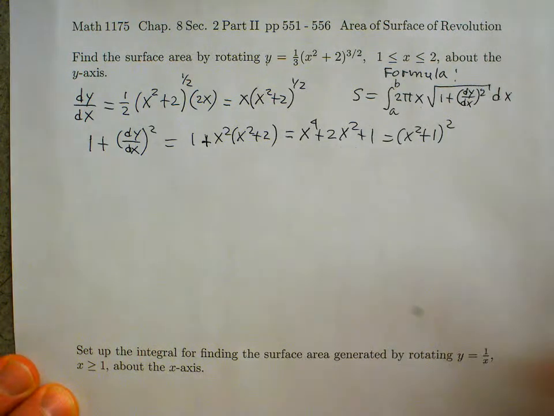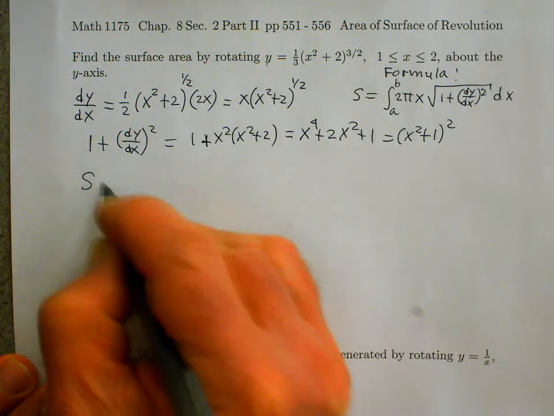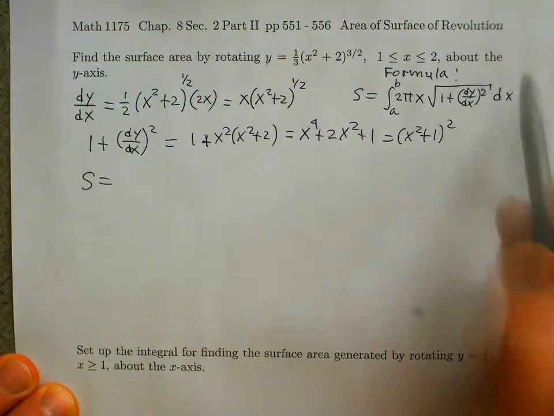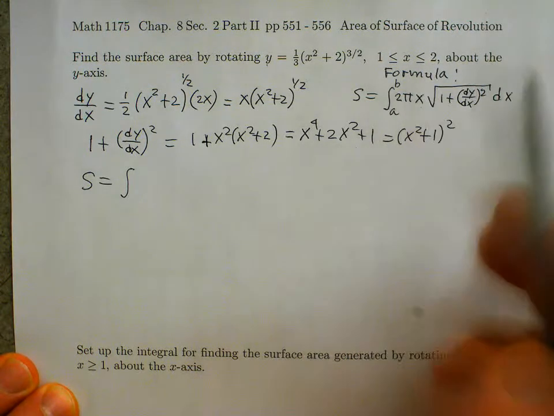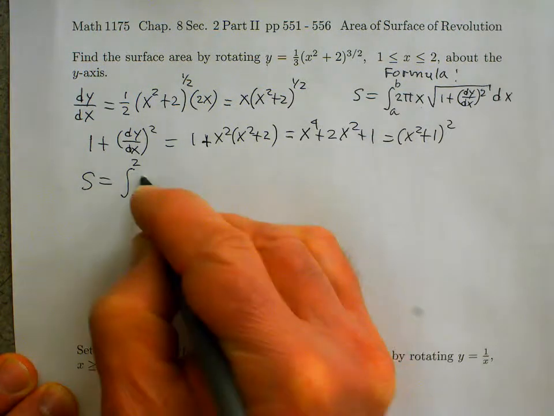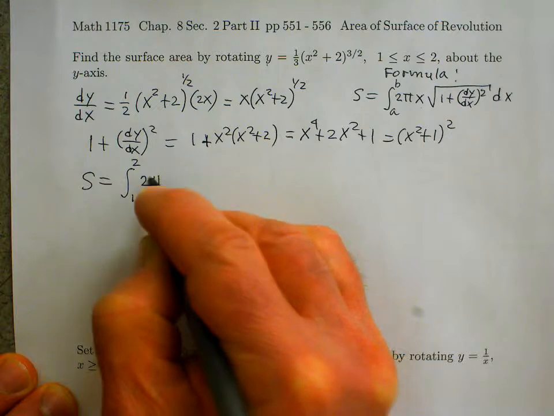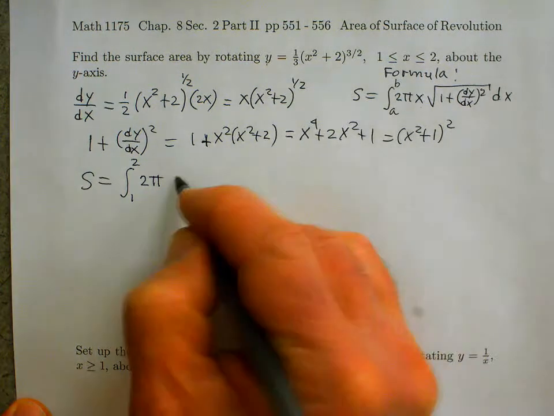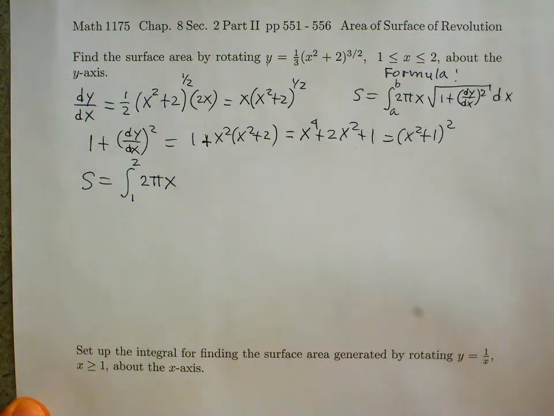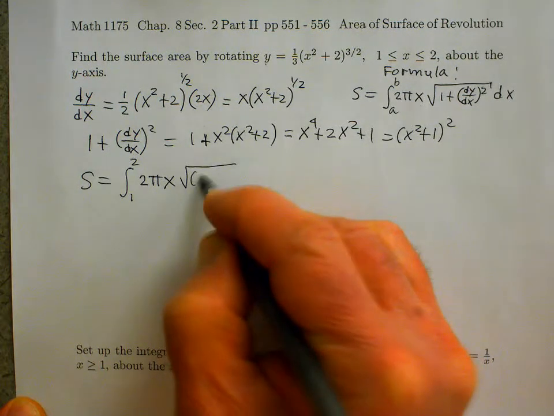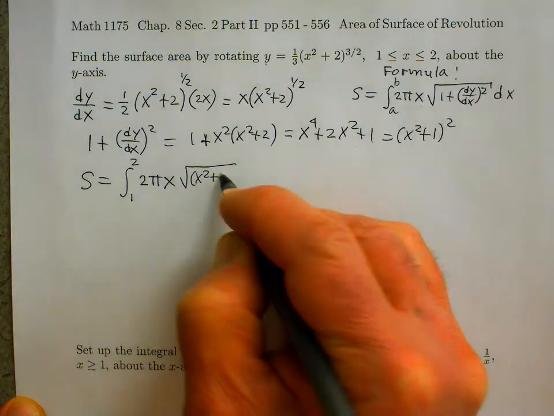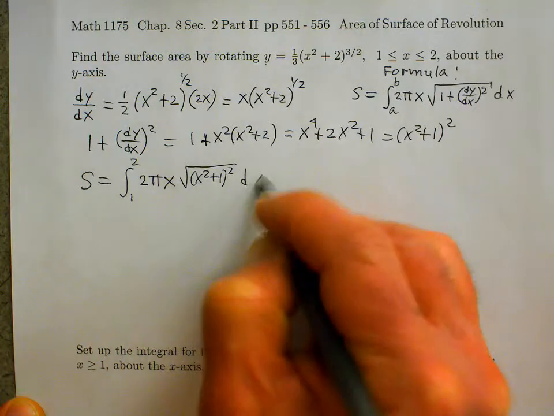Okay, but let's go ahead and apply the surface area formula. The interval of integration is from 1 to 2. 2 pi x, because we're rotating about the y-axis, and then times the square root of the quantity x squared plus 1 squared dx.